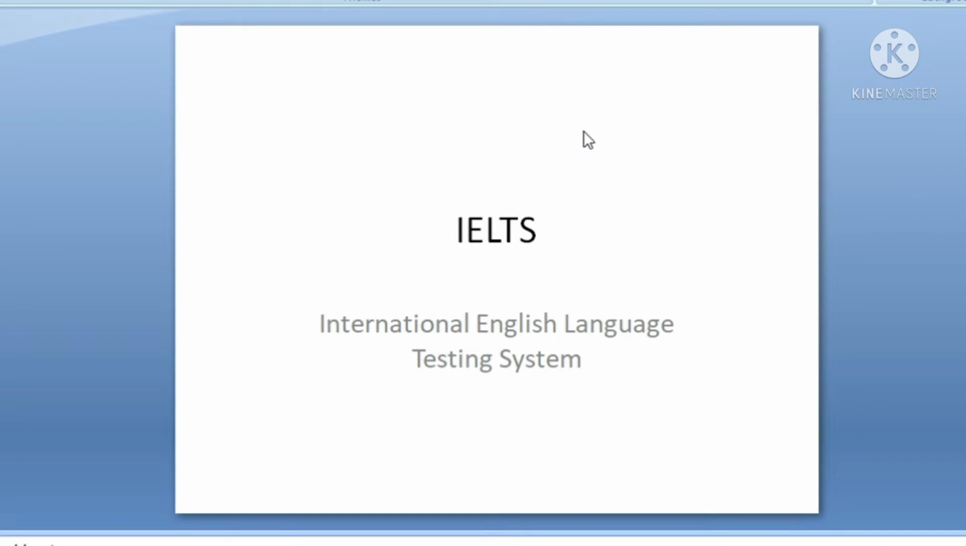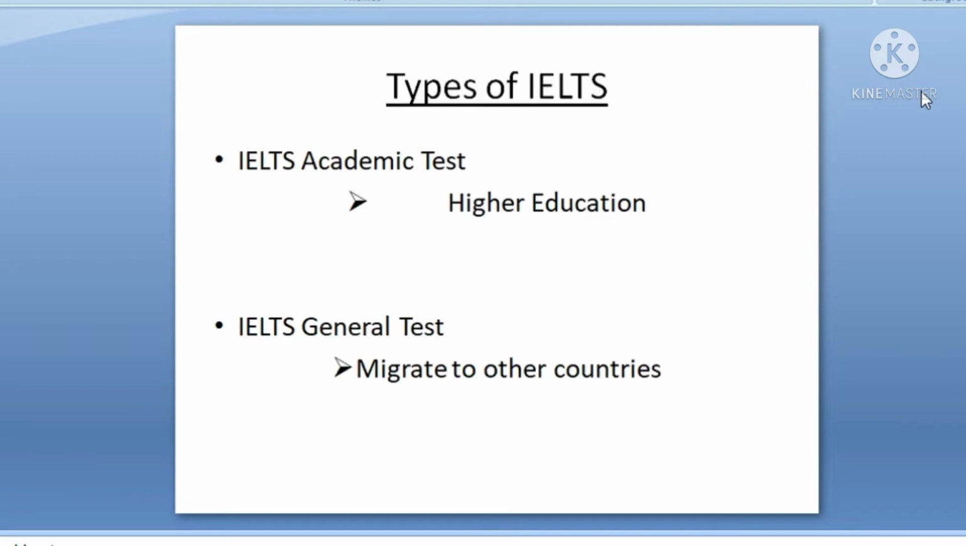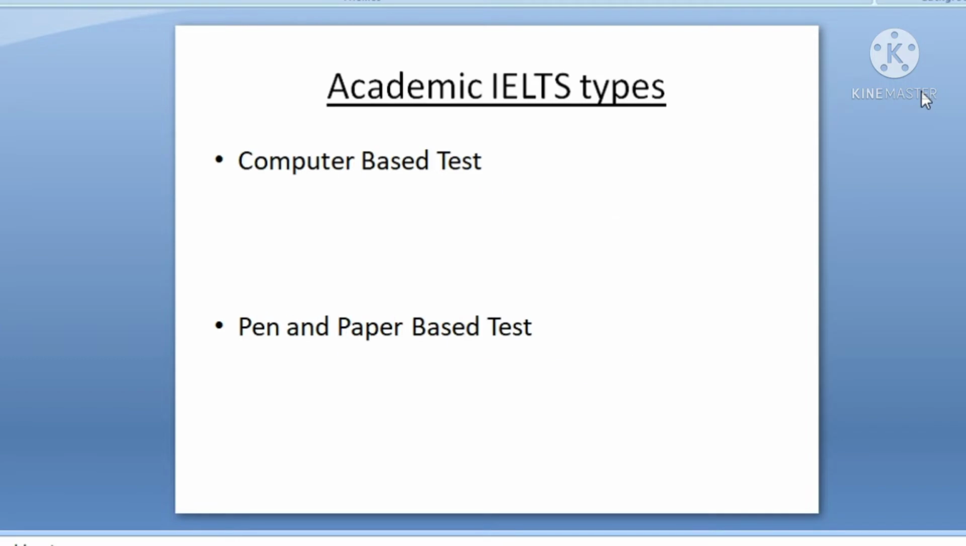The full form of IELTS exam is International English Language Testing System. There are two types of IELTS examination. One is academic test and second one is general test. Students who want to pursue their higher education should go for academic test, and students or any people who want to migrate to other countries or opting for PR, they should write general test. In this video, we are going to discuss only about academic IELTS test.